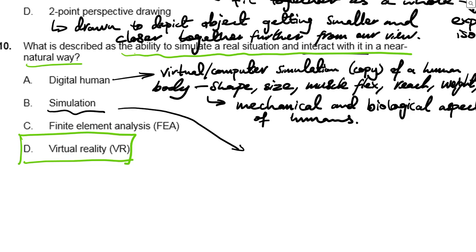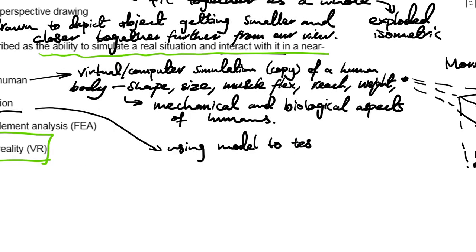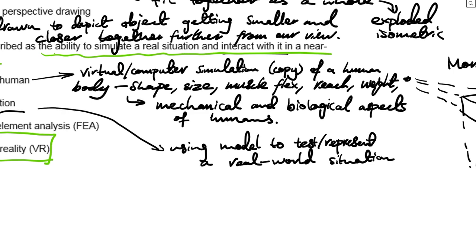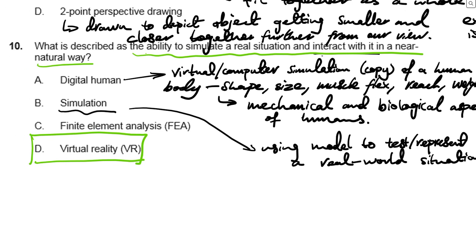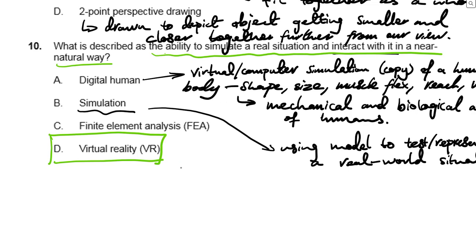simulation just means, let's say, using a model to analyze or test or represent a real world situation, right? But it doesn't allow us to interact with it in an almost natural way. Virtual reality is a specific type of simulation that allows us to do so.